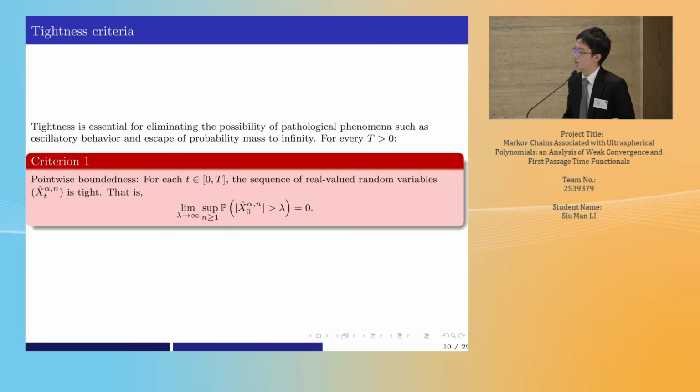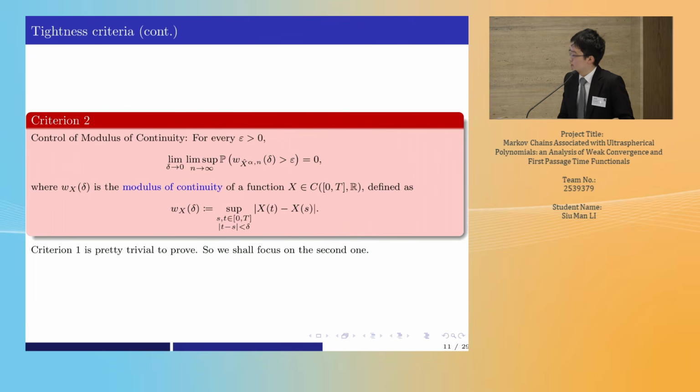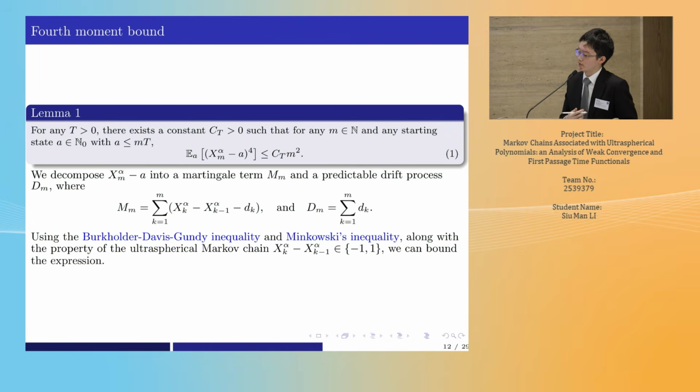The first criterion for tightness is the pointwise boundedness, which is described here. The second criterion is a control of the modulus of continuity. Essentially, this means that the chain does not oscillate too much over some small time interval. We focus on the second criterion, and we shall first introduce some preliminary results.